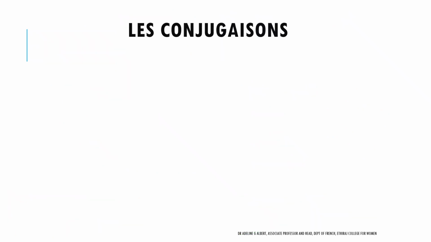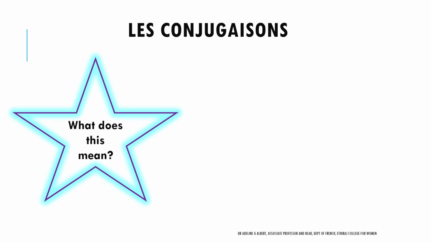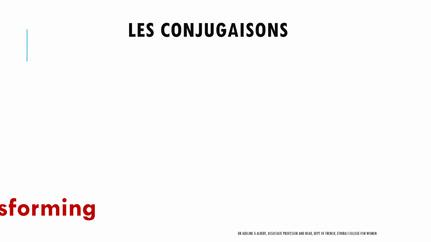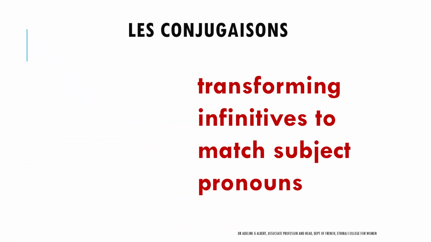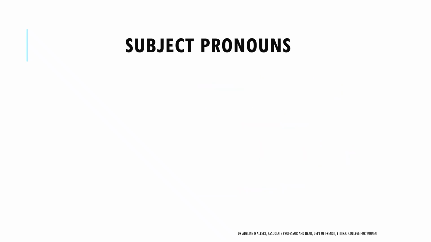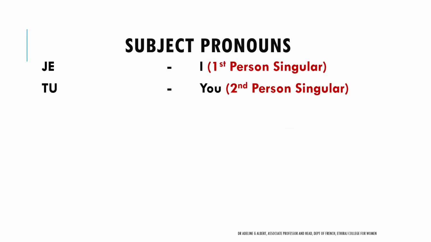Okay, conjugations. What does it mean? Do you remember? Transforming infinitives to match subject pronouns. Take the infinitive, remove the ER, you get a base. To the base, you add an ending and you get your conjugated form. That's the same thing we learned for ER verbs, and the same thing we're learning for IR and RE verbs. The only thing is that the endings will change. Subject pronouns remain the same.